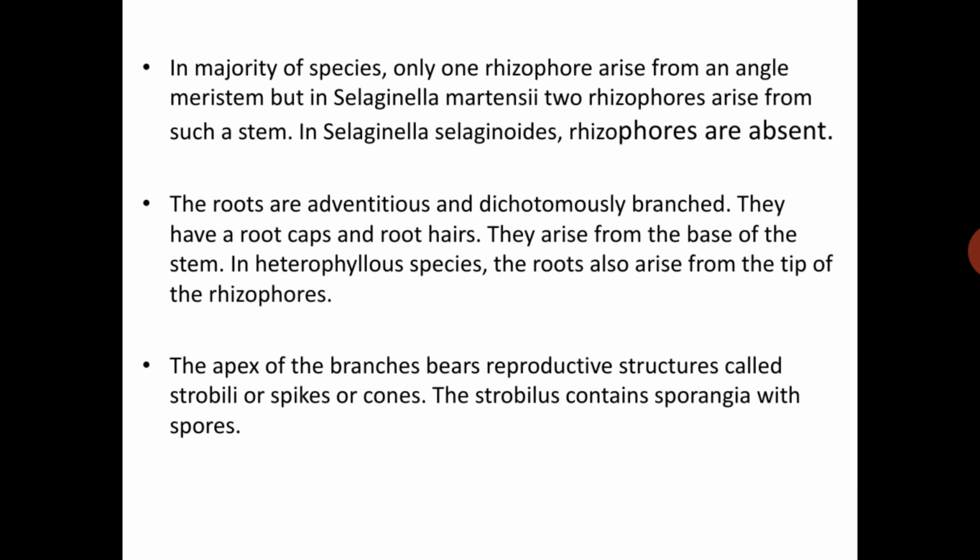The apex of the branches bears a reproductive structure called a strobilus, or spike, or cone. So we call it a strobilus or a spike or a cone. The strobilus consists of sporangia with spores. In the next section, the reproductive section, I will discuss it in detail. The strobilus contains sporangia with spores here. Thank you.